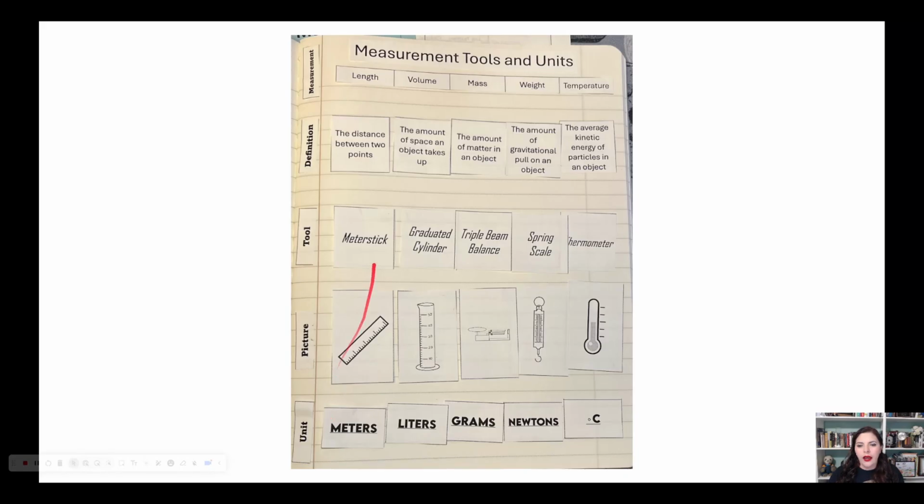So here you have all of your definitions, okay, for each of the different types of measurements, which I just went over. You have the name of the tool, you have a picture of your tools, and then you have the unit that goes along with that tool, okay? So make sure that your journal looks like this.